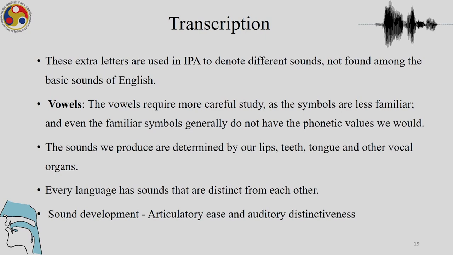The vowels also require a lot of careful study, and the symbols are less familiar, and even the familiar symbols generally do not have the phonetic values we think they would have. And the sounds we produce are determined by our lips, teeth, tongue, and other vocal organs, and every sound has features that are distinct from each other. So, to talk about sound production, which we will shortly discuss when we get to consonant production, we have to remember that the sounds are produced by the specific combination of the lips, teeth, and tongue in our vocal tract.